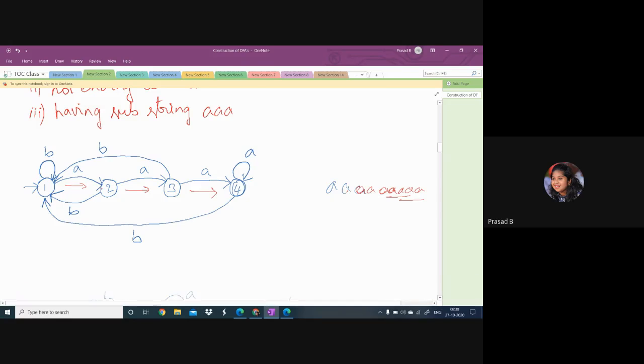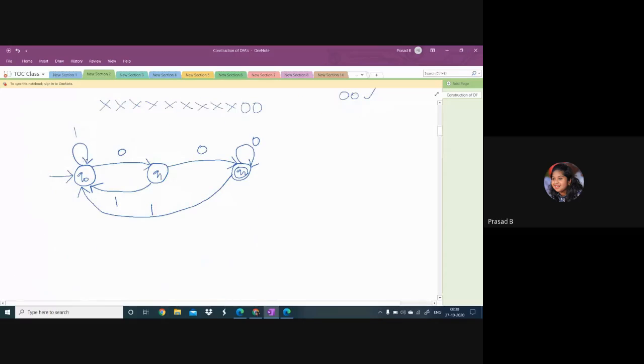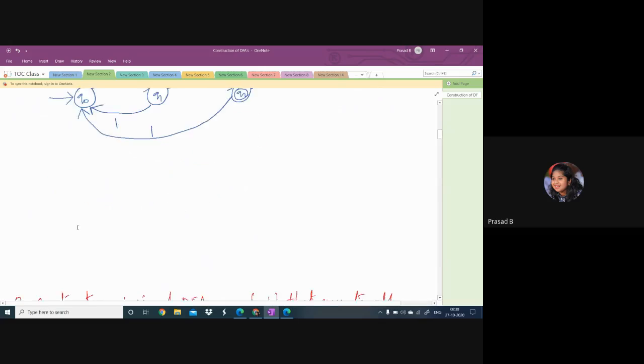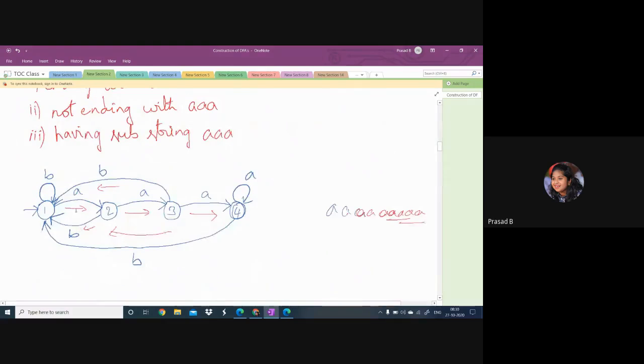Wherever we are, in the second state, the third state, or the final state, whenever b comes, we'll go back to the initial. See, we did the same here also. From initial, 0 comes, we go on. Wherever 1 comes, in Q1 or Q2, or in initial, we go back to or stay in initial.